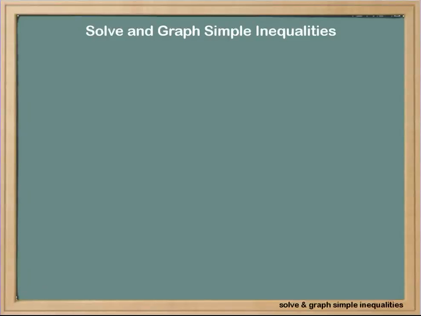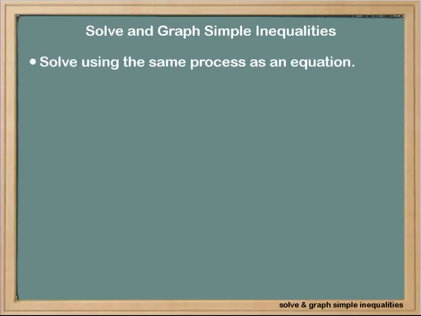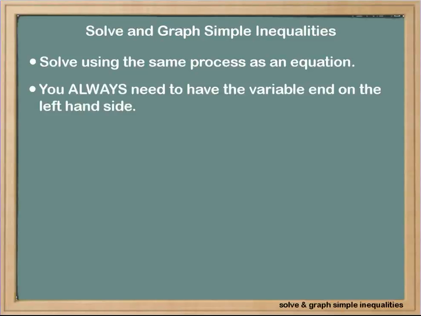Let's see, how do we solve and graph simple inequalities? First of all, you want to know that you solve using the same process as an equation. One slight thing that you want to keep in mind, though, is that you always want to have the variables, your x or your b or whatever it might be, end up on the left-hand side. So that's a key thing I want you to remember throughout this process.